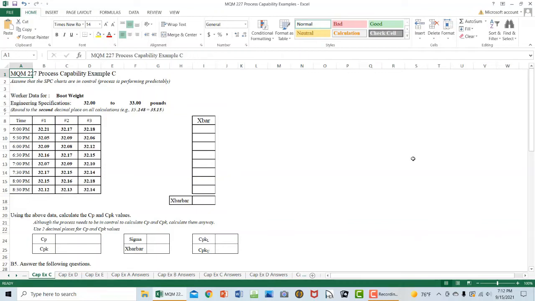All right, we are starting process capability example C. Boot weight. Must be concrete boots, 32 to 33 pounds, not ounces. And let's jump over into the problem.